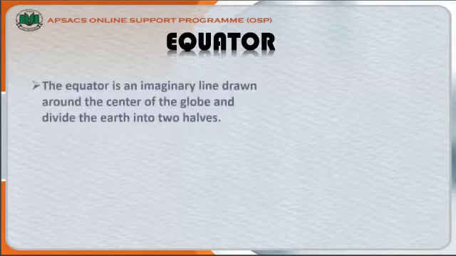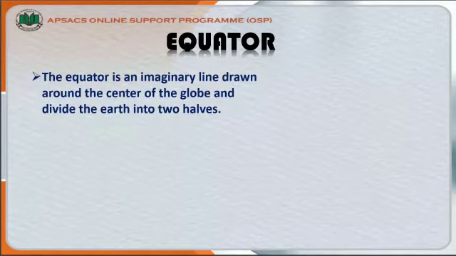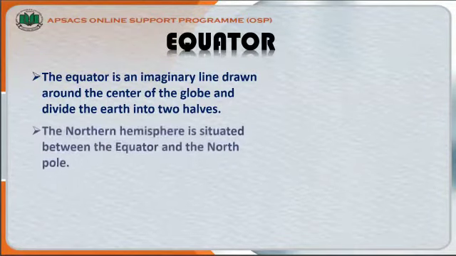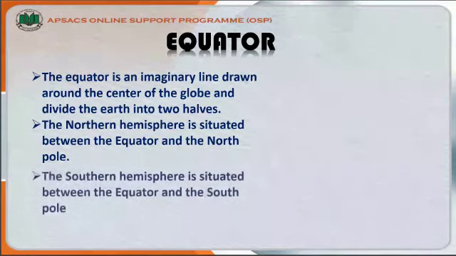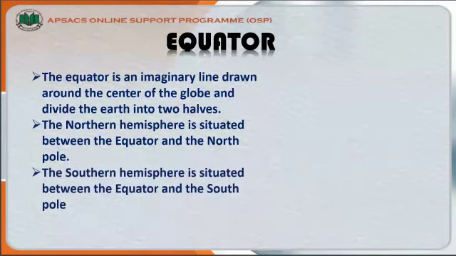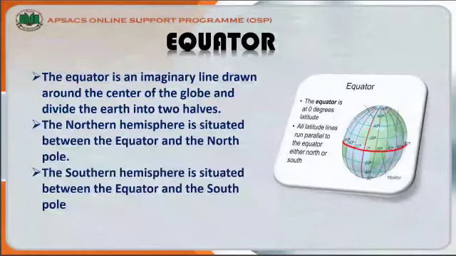Equator. The equator is an imaginary line drawn around the center of the globe and divide the earth into two halves. The northern hemisphere is situated between the equator and the north pole. The southern hemisphere is situated between the equator and the south pole. Look at this diagram. By this you can understand equator easily.